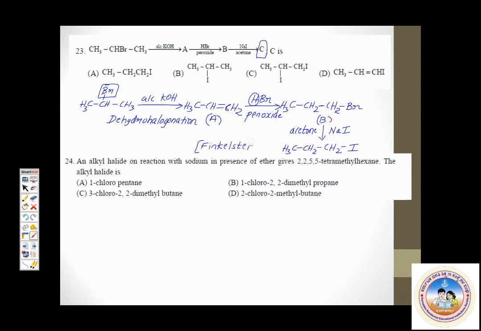Option A is 1-iodopropane. That's our answer. That's question number 23. Okay, right. Next, let's look at question number 24.